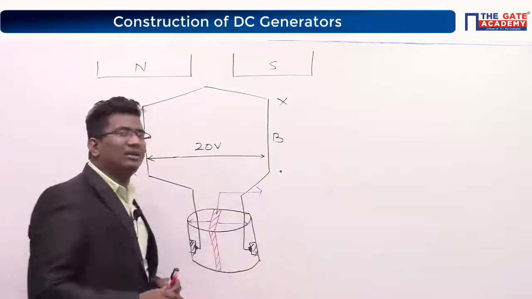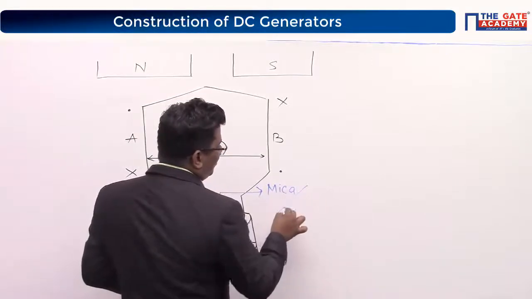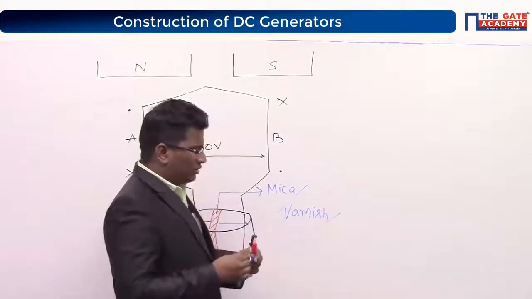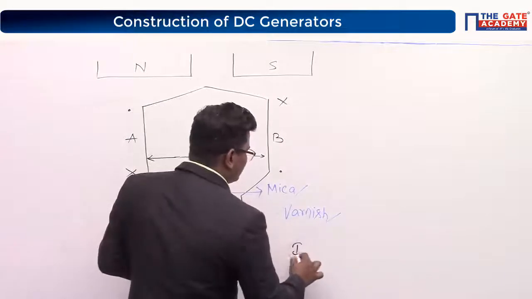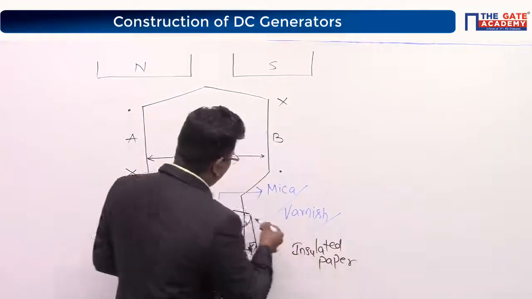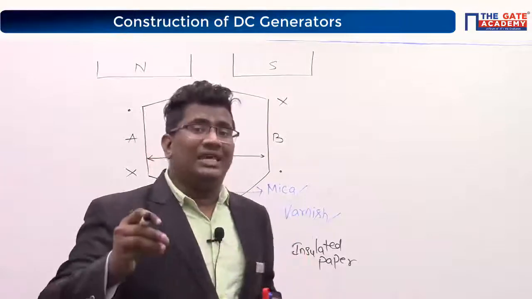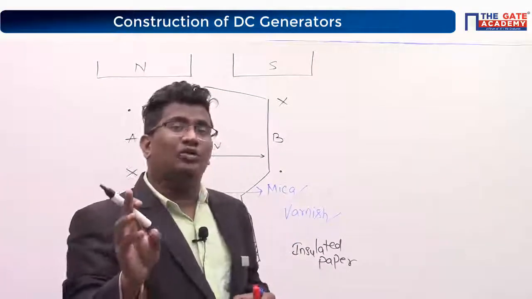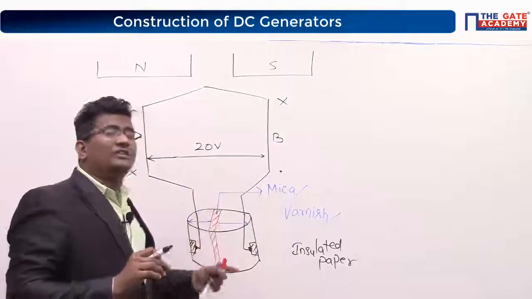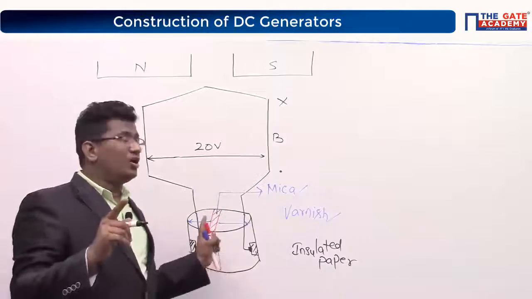Tell me, what insulating medium will we generally prefer? Mica or varnish. Mica or varnish. In some textbooks they will also give insulated paper. Insulated paper we will keep. How will we select that insulating material? Can you select an insulating material randomly? Or do you want to consider how much voltage is required for the coil? Tell me. The selection of insulation depends upon the voltage across the coil, right? You cannot put just any insulation in between these two.